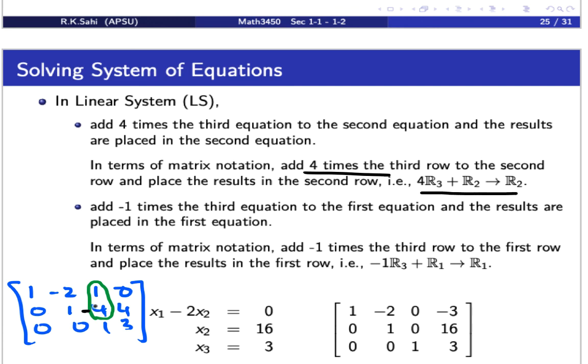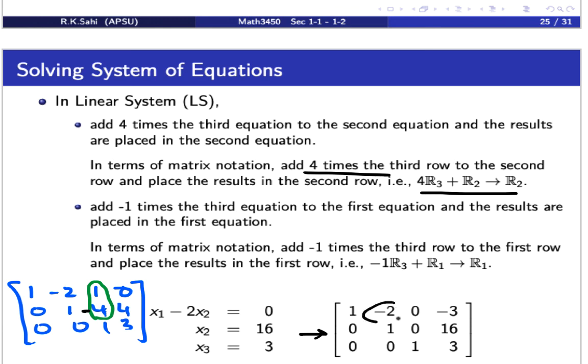And similarly, I'm making the change in the first row. What we can do is add -1 times the third equation to the first equation, and then the answer. So what do we see? When this happens, we get x2 to be 16 and x1 minus 2x2 to be 0. The corresponding matrix is this.